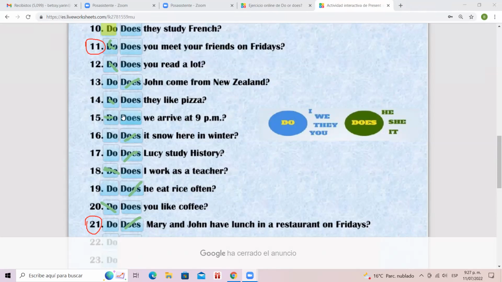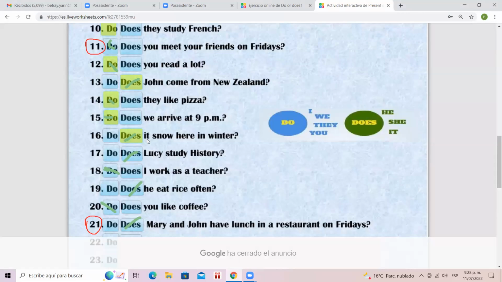Number 15. Do we arrive at 9 p.m.? Excellent, very good. Excellent. So let's continue, Millie. Oh my God, I give you the answer. Okay. Ya. Es 16, ¿verdad? Yeah. Okay. Te di la respuesta.